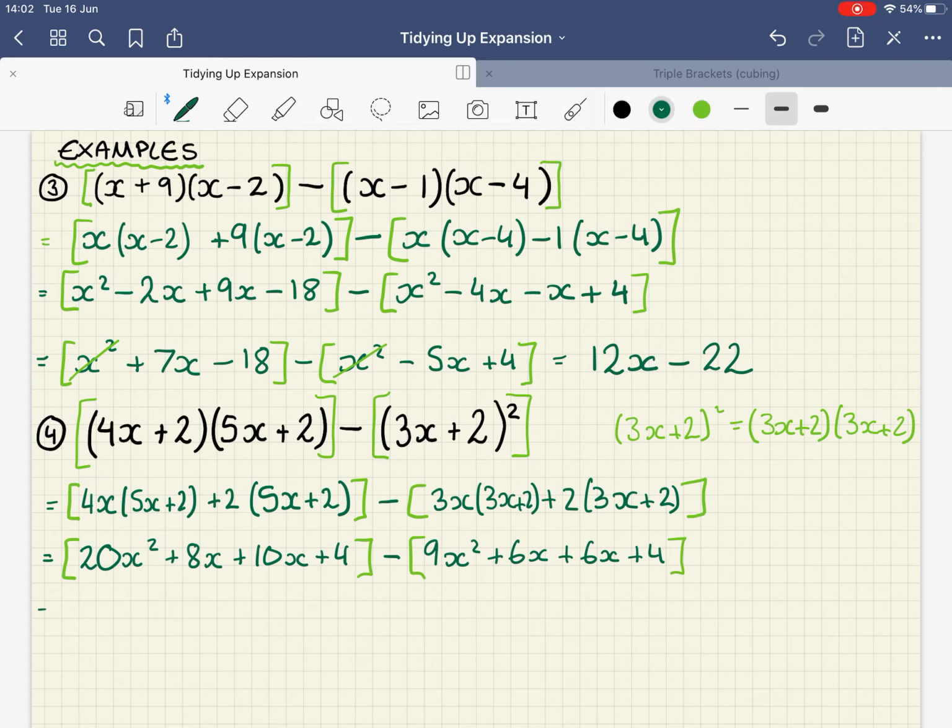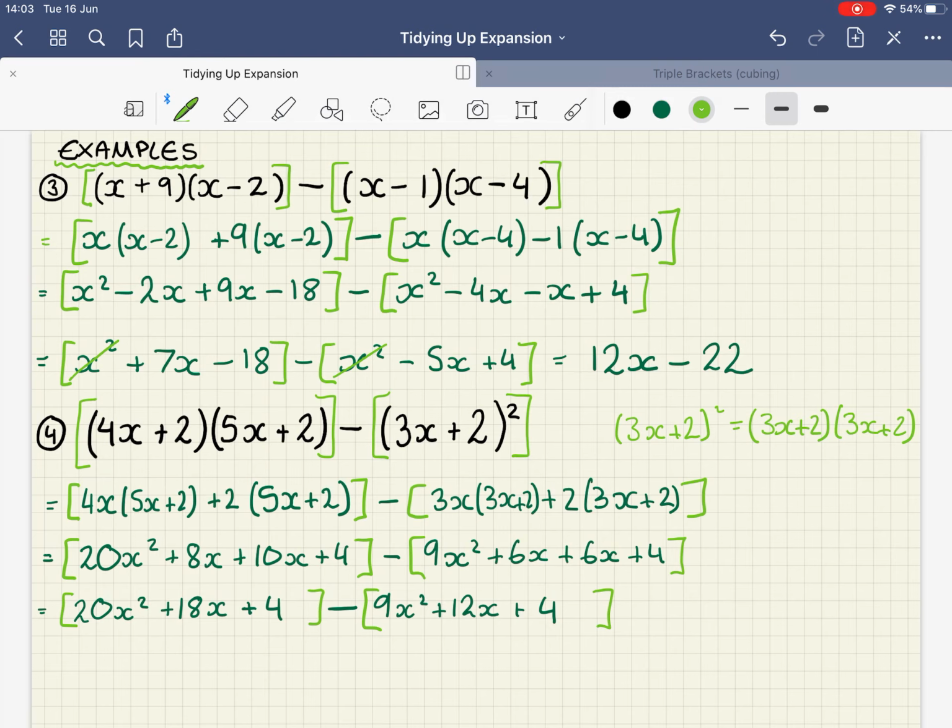Neatening up our square brackets. Just going to preemptively put square brackets in. So 20x squared, 8x plus 10x is going to be 18x, and plus that 4. Still got that negative sign going on. 6x plus 6x is 12x.